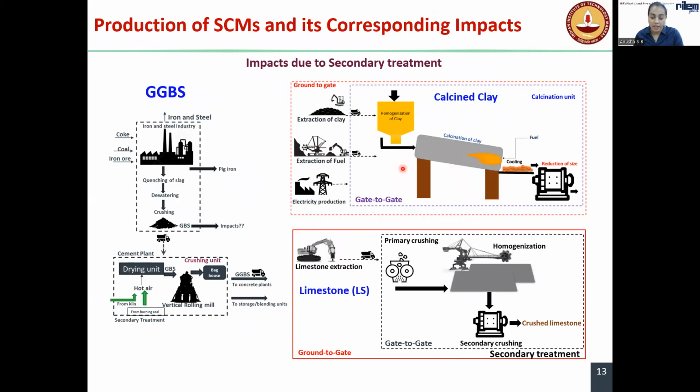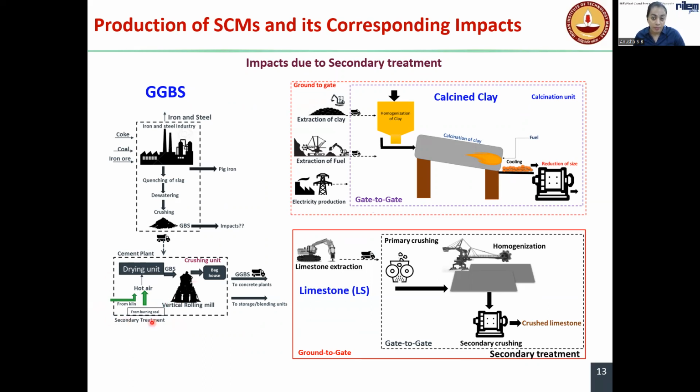Before calculating the impact associated with the blended cements like PPC, that is Portland Pozzolana cement with fly ash, PSC, that is Portland slag cement with GGBS, and LC3, that is limestone calcined clay cement with the combination of calcined clay and limestone, I had to understand the impact associated with these SCMs, or the secondary treatment given to these SCMs. So I collected data from one of the cement plants where they were producing GGBS from slag.